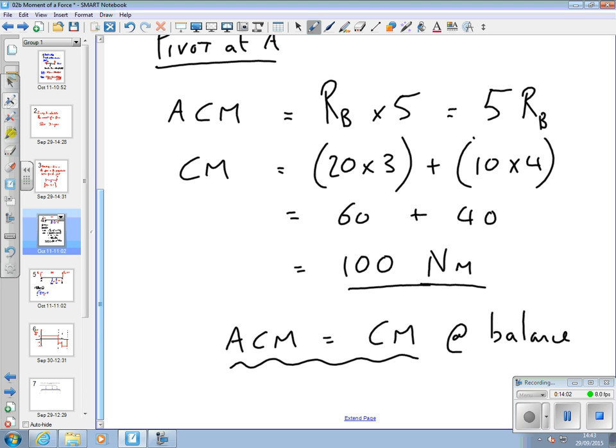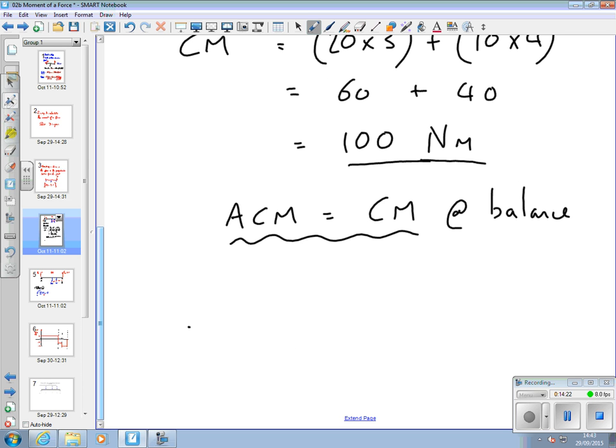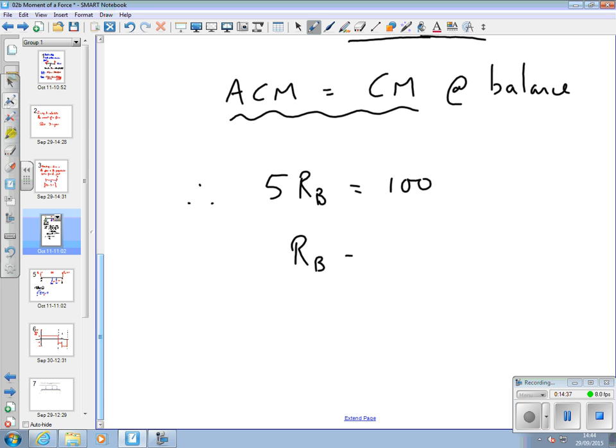So if this thing is static, it's not moving, and all the stuff that we're doing in this part on supported beams will assume it's a static situation, nothing's moving. So then that means anti-clockwise moments equals clockwise moments. So we can say that 5RB equals 100. And that's just a straight equation. So what's RB? Divide both sides by 5. RB equals 20 newtons. That's the reaction force at B.